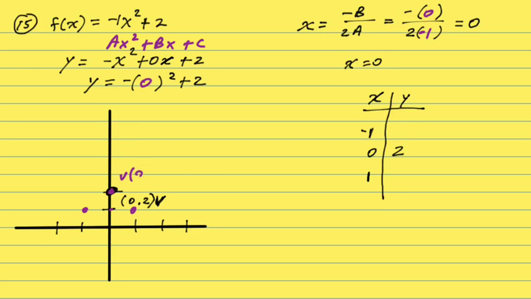So the vertex is at 0, 2. Let me get rid of some of this down here. If you put in a 1, what do you get? Suppose you put in a 1 or a negative 1. You get negative 1 plus 2, which is 1. So you have 1, 1, and negative 1, 1. And again, the parabola opens downward.